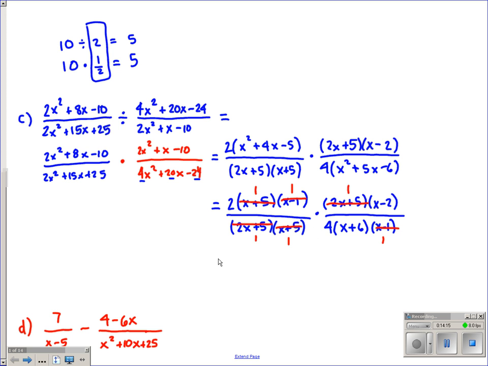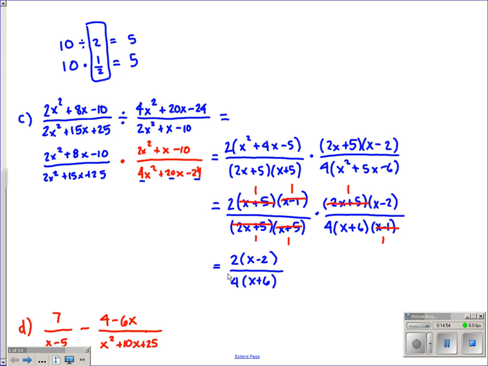We do have a little bit more that can simplify. I'm going to rewrite this first. I have 2 times 1 times 1 times 1 times this quantity of x minus 2. So I have 2 times x minus 2 over 1 times 1 times 4 times the quantity of x plus 6 times 1, which gives us 4 times x plus 6. Our binomials are not the same, so they will not give us a value of 1. They don't simplify anymore.